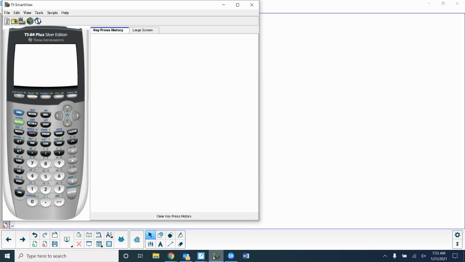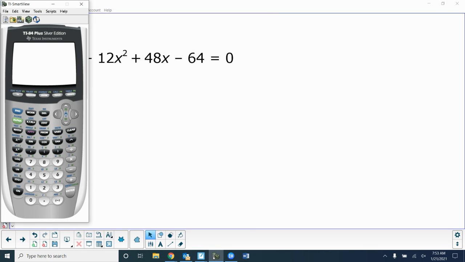So we do our y equals, we graph it. It's x cubed, right? Yeah. Minus 12x squared plus 48x minus 64. And it's bending as it crosses. So what's that telling me? 3 times at least, right?